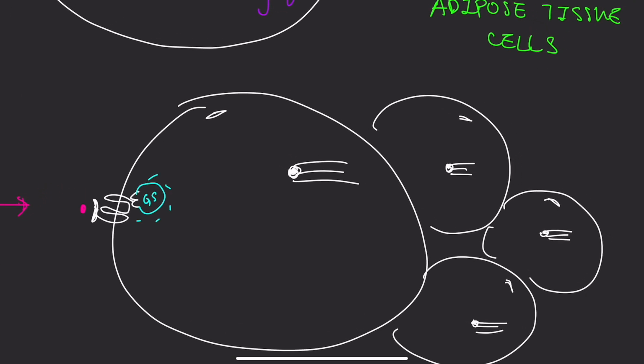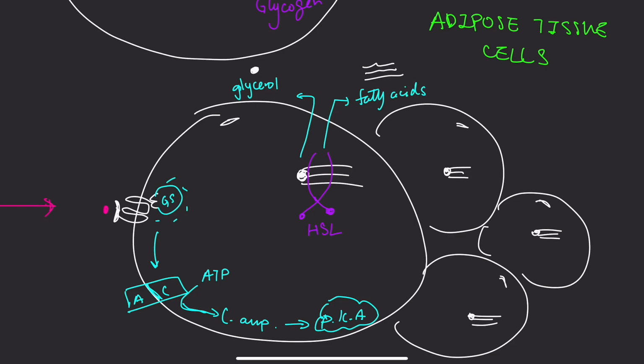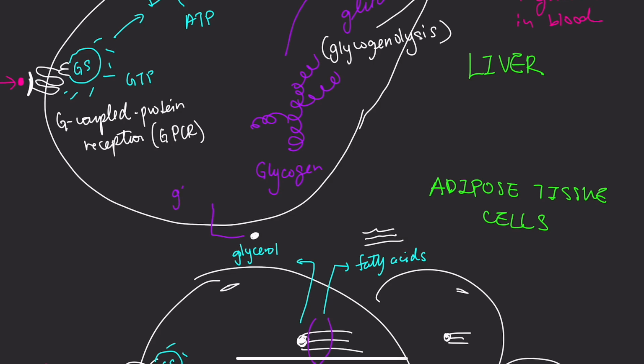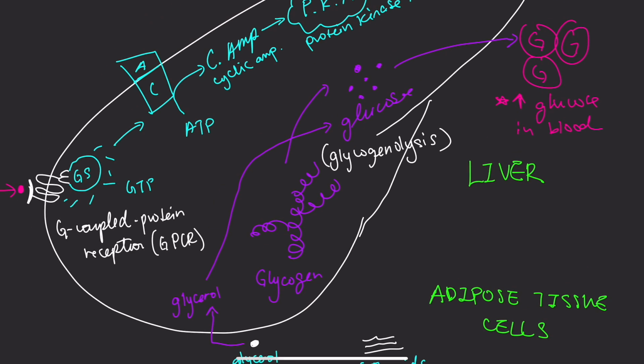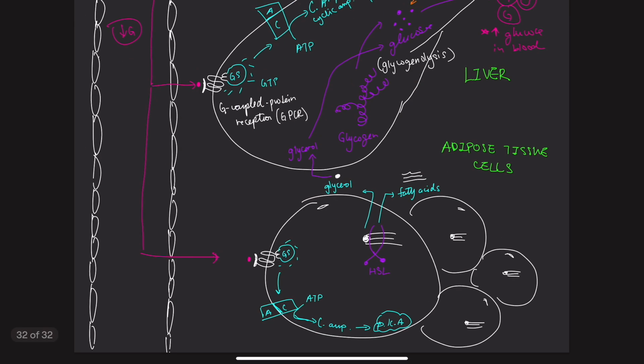Glucagon promotes lipolysis in adipose tissue cells by activating hormone-sensitive lipases, aka HSL. This breaks down the triglycerides into glycerol and free fatty acids, which can be used for energy. And as you can see, the glycerol travels back through the bloodstream into the liver and can be converted into glucose. This is similar for amino acids, which can also be converted into glucose and all released back into the bloodstream, successfully inducing glucose homeostasis.